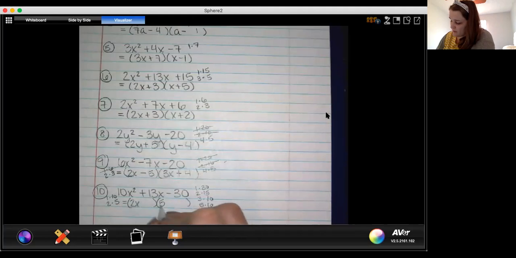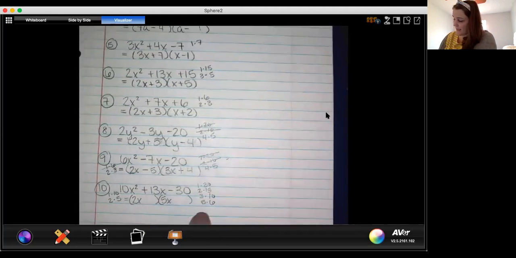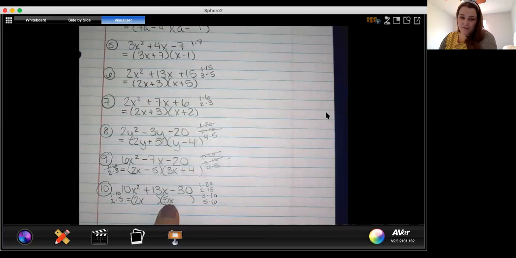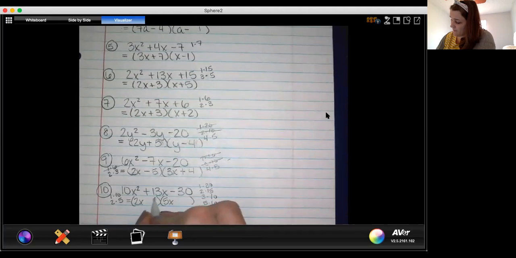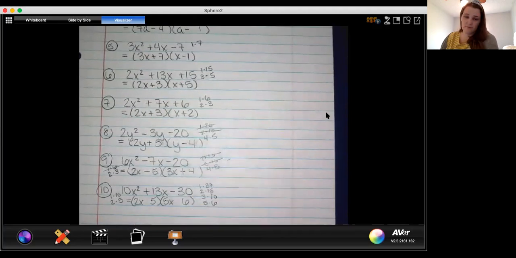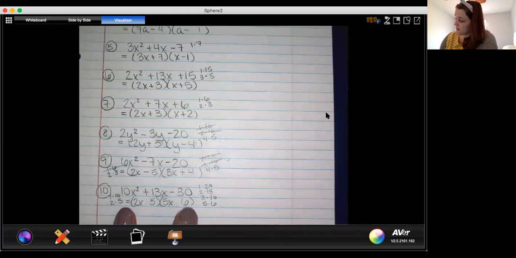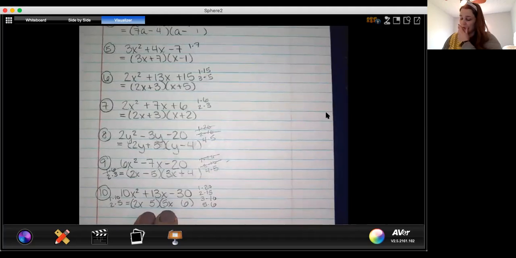2x and 5x. And let's try 5 and 6. Now by definition, I can't put 5 with 5, and I can't put 6 with 2, so I would have to try 5 and 6. Let's see how that would work. It would give me 12 and 15. Could 12 and 15 get me to 13?